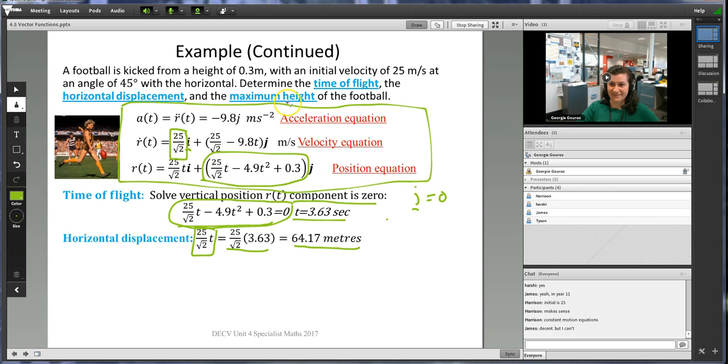So what's the next question? The maximum height of the football. Okay. How do you think you might work out the maximum height of a football? We've got the horizontal displacement. How high is it going to actually go? When the velocity is equal to 0. But hang on, look at the velocity. It's got I and J components. Which bit's going to be equal to 0?